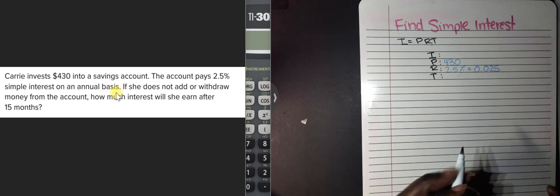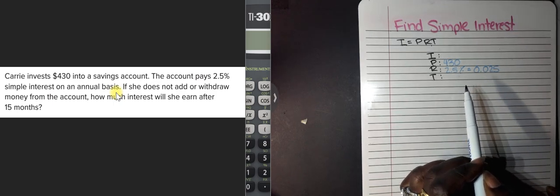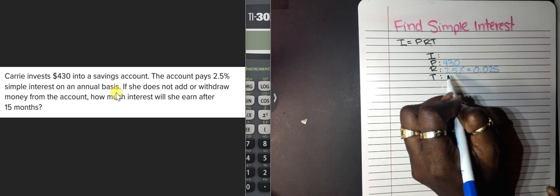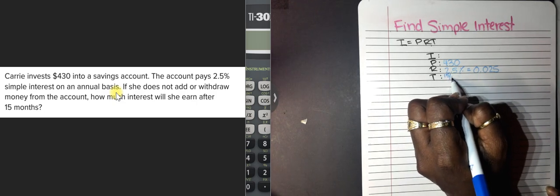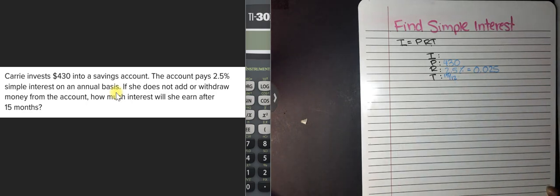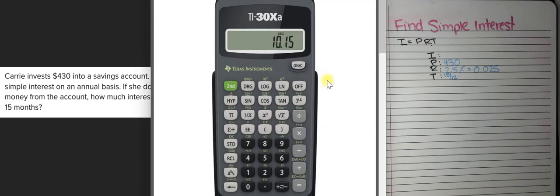All right. And then what about her time? Well, she's not leaving it in for 1 year or 2 years. It's actually 15 months. So let's compare that to a year. So 15 months, and there is 12 months in 1 year. Okay. So if we go and do our calculations regarding fractions, we should see that it's going to be 1.25. So 15 divided by 12 gives me 1.25.